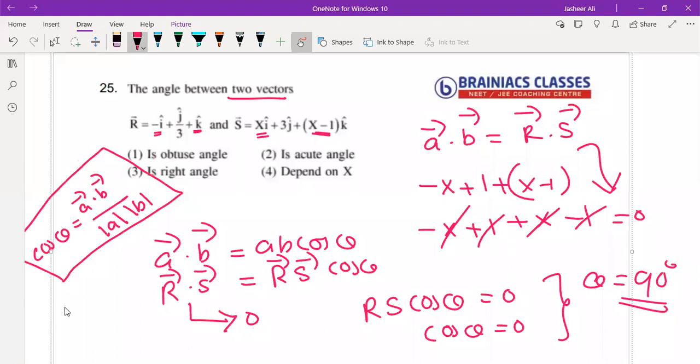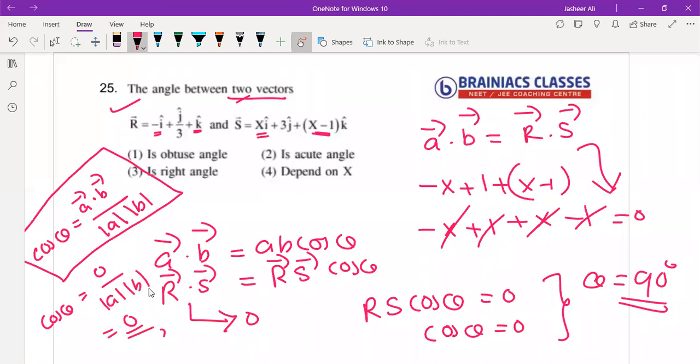Now if you are applying this formula, you know your a dot b. A dot b in our case is what? Vector r and vector s. You are getting 0 divided by magnitude of a into magnitude of b. Your answer is equal to 0. 0 means what degree? 90 degrees. Theta turns out to be 90 degrees. Okay, so this formula you can use to find the angle for any question.